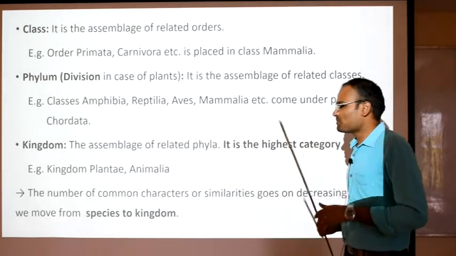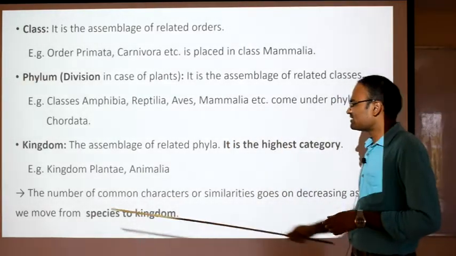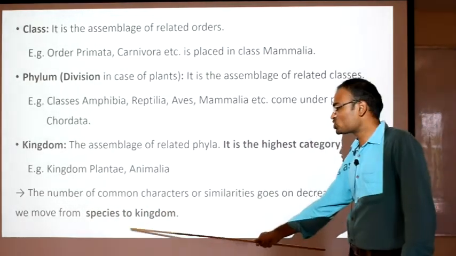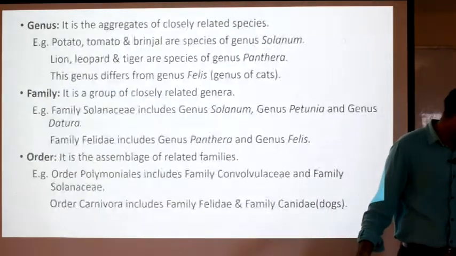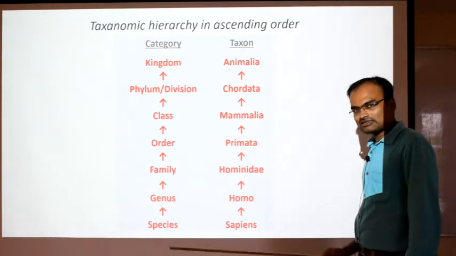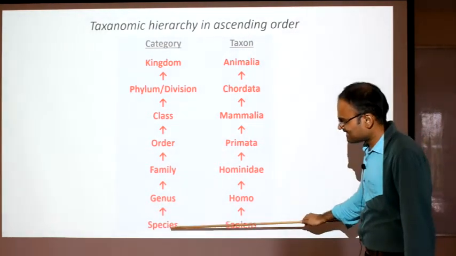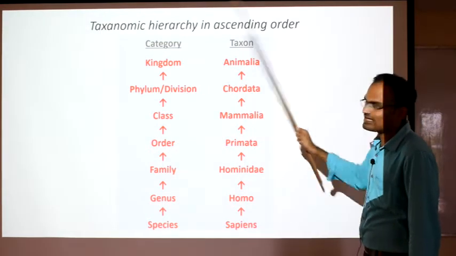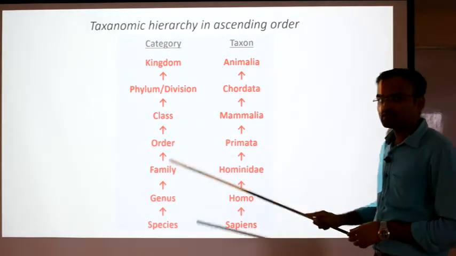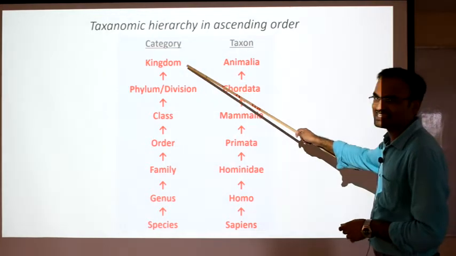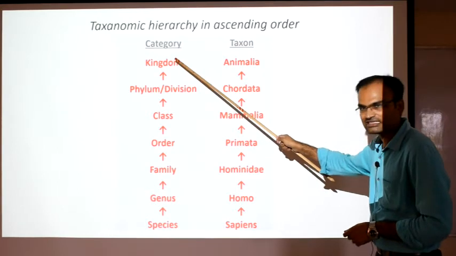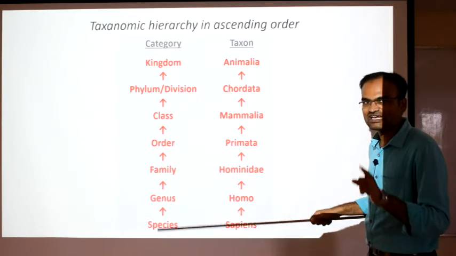At the end there is an important statement which is very important. The number of common characters or similarities goes on decreasing as we move from species to kingdom. For that we have to refer to this example. What are they going to say? The number of common characters or the similarities goes on decreasing as we move from species to kingdom, or in other words, we can convert it like this: the number of common characters or the similarities goes on increasing from kingdom to species. Okay, species to kingdom similarities decrease, kingdom to species similarity increases.